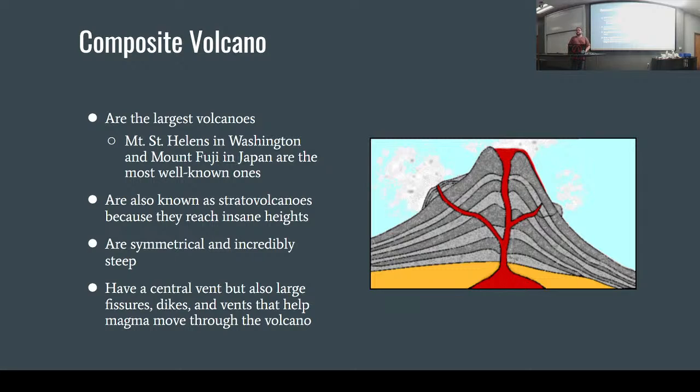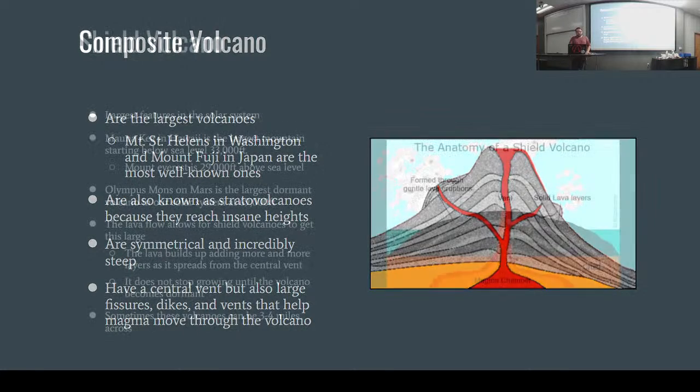These volcanoes, when they form, they are really symmetrical and extremely steep. These volcanoes are similar to cinder cones where they have a central vent, but unlike cinder cones, they also have fissures and vents that form on the sides of the volcanoes that help magma move through.